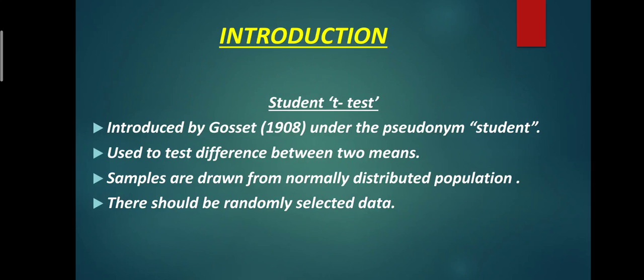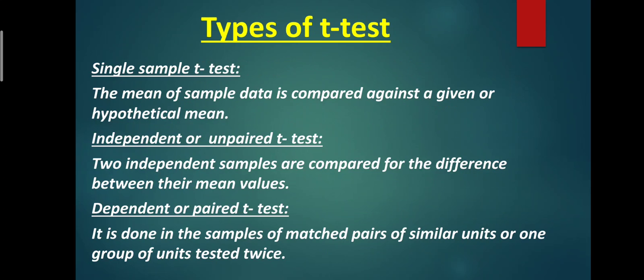In this case, the samples are drawn from a normally distributed population, and there should be randomly selected data. These are certain characteristics of it. Now let's see types of a t-test. These tests can be of three types.